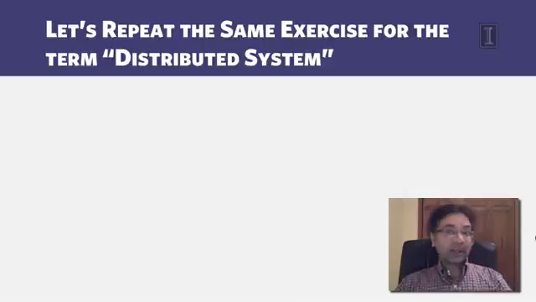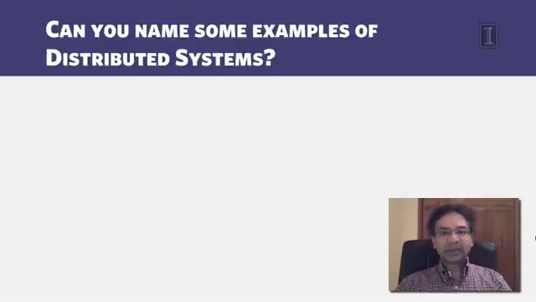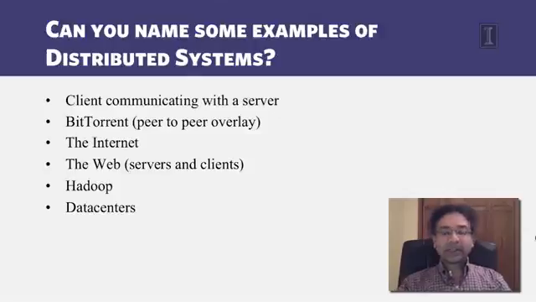Now let's try to repeat the same exercise, but for the term distributed system. Let's name some examples of distributed systems. Here are some examples. A single client machine communicating with a server. For instance, if you've used NFS, the network file system, a single client may communicate with a single server. That's a distributed system.